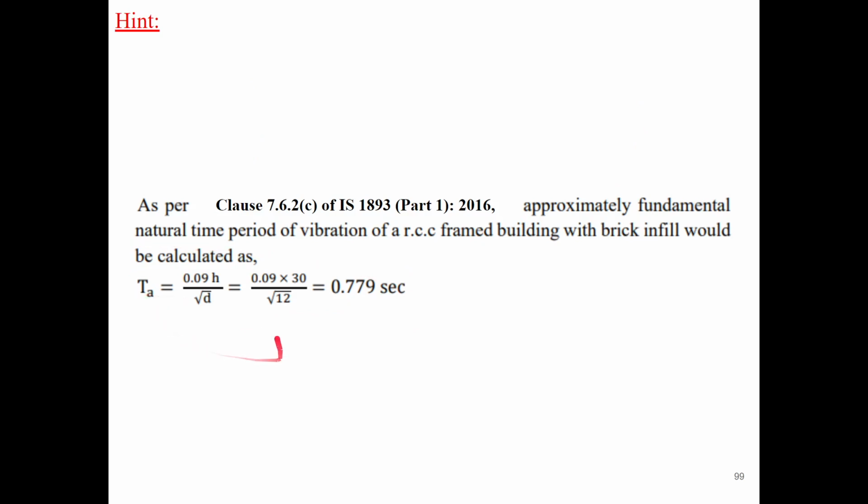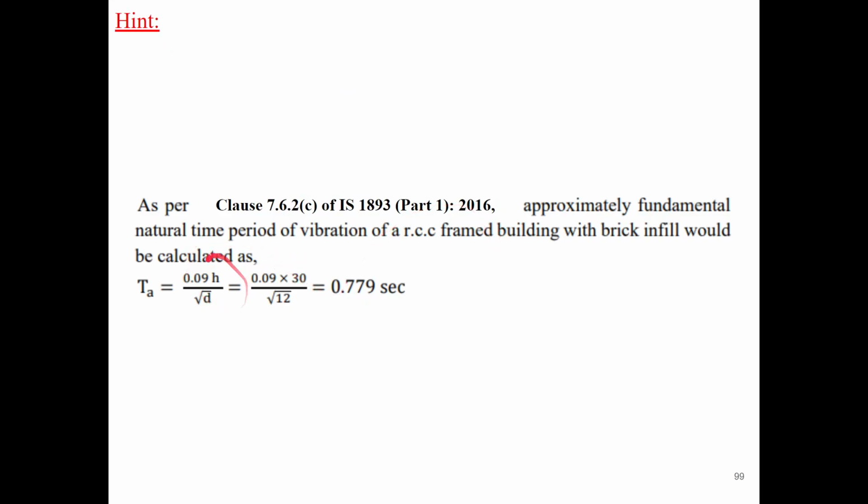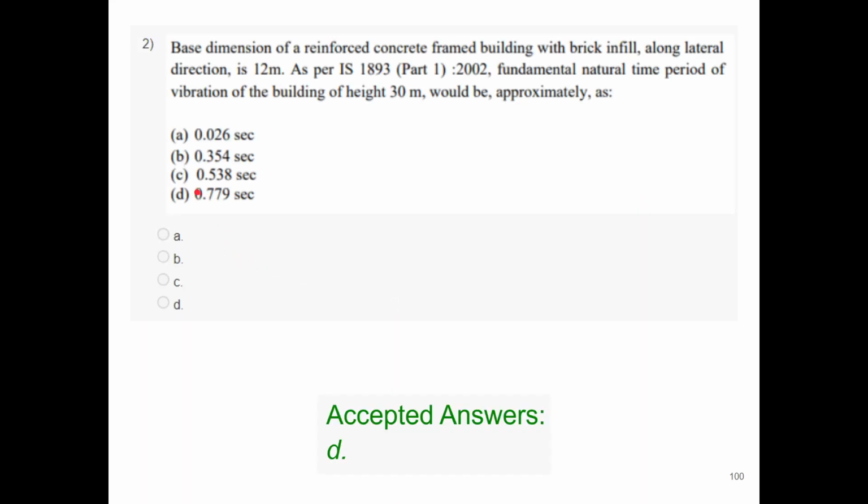As you can see here, as per clause 7.6.2 C of IS 1893 Part 1 2007, here also I have mistakenly given the latest version, but you can also refer to 2002. It is the same. So the approximate fundamental natural time period of vibration of RCC frame building with brick infill would be calculated as T equal to 0.09 h by square root D, which is equal to 0.09 into 30 by square root 12, which is equal to 0.779 second. So D 0.779 second is the correct option.